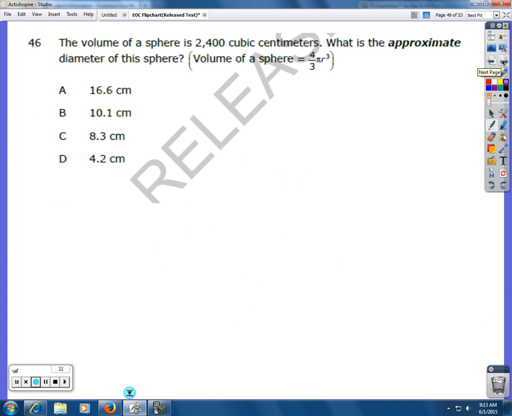Okay, number 46. The volume of a sphere is 2,400 cubic centimeters. What is the approximate diameter of the sphere? And then they give us the formula. All right, so we have volume equals 4/3 pi r cubed. And then they give us the volume. So I'm going to plug that in for V.